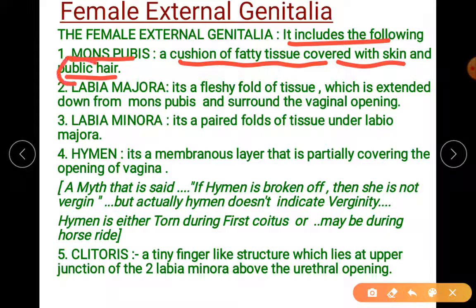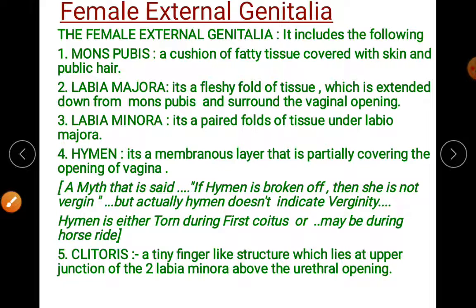Not public, it's a mistake, it's pubic. Sorry, typing errors happen to me.